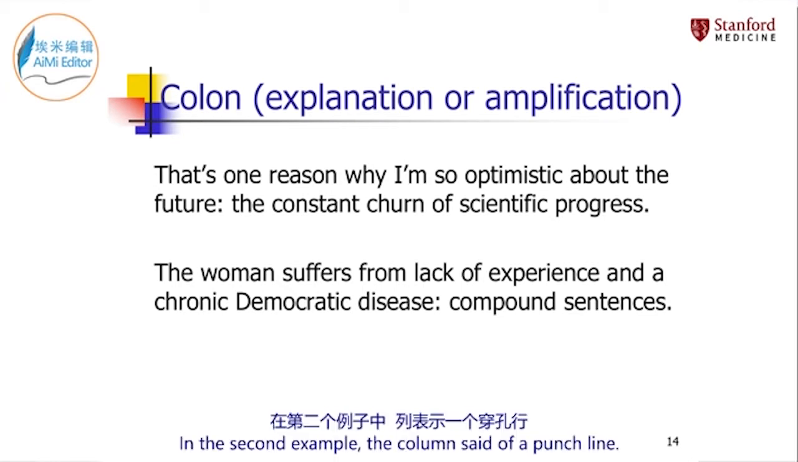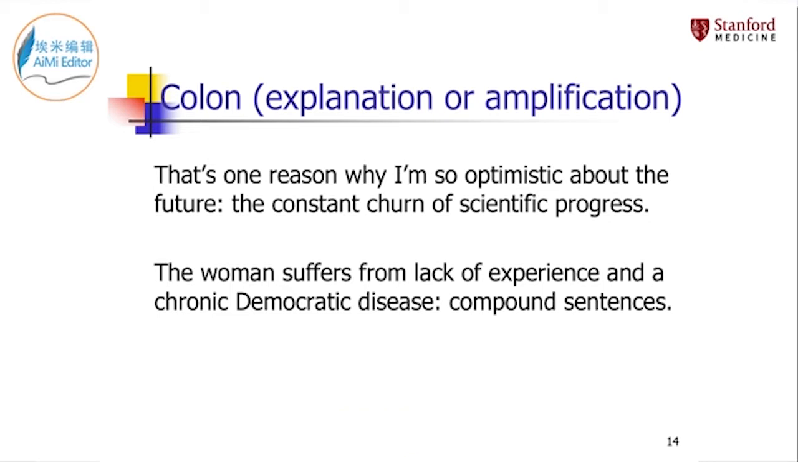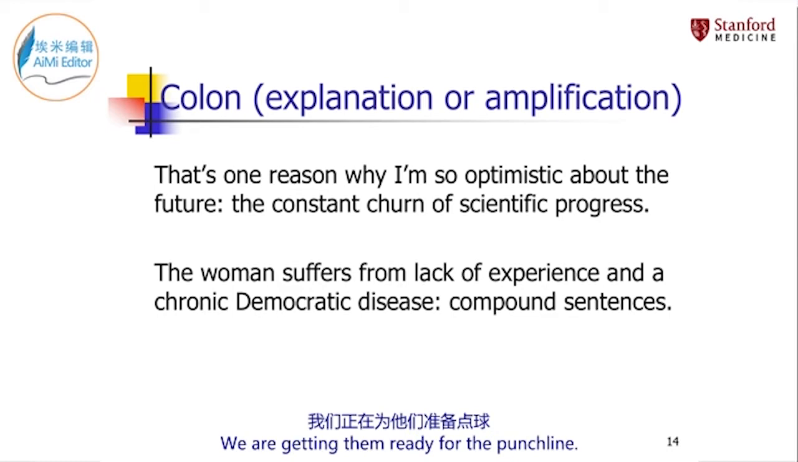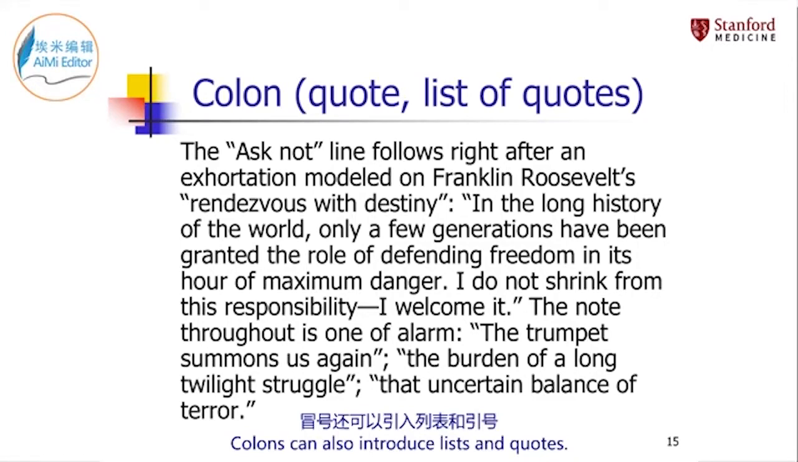In the second example, the colon sets up a punchline. It says, the woman suffers from lack of experience and a chronic democratic disease: compound sentences. By using a colon, we are building up the reader's anticipation. We are getting them ready for the punchline. Colons can also introduce lists and quotes.